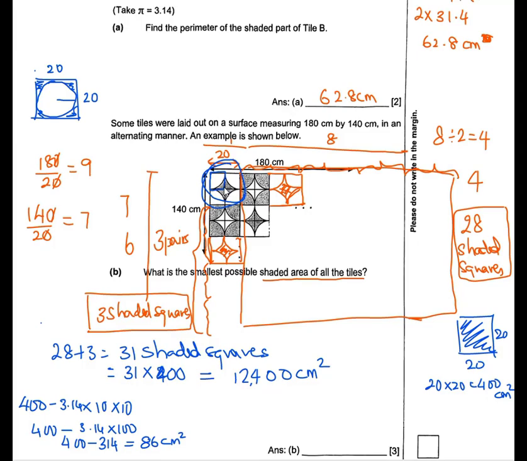That is the only thing that was not included in our total area of the shaded region. So now I will have to add 12,400 plus 86. That gives me 12,486 centimeters square. So the answer is 12,486 centimeters square.